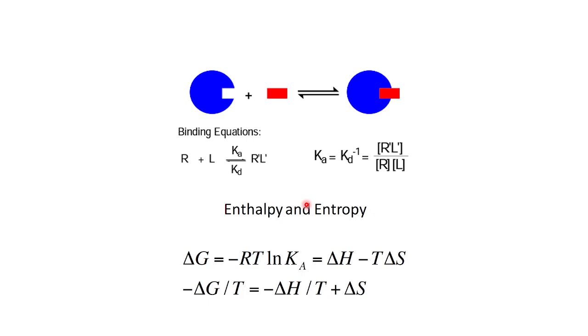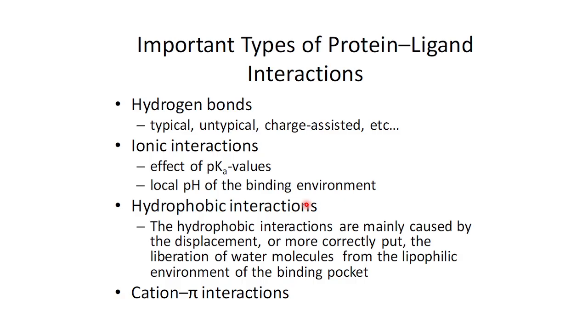Now it's just comparing delta G, which is equal to minus RT ln Ka or Kd, you assume, and which is also equal to delta H minus T delta S. So minus delta G by T equals minus delta H by T plus delta S. So you can rearrange the equation in your own manner. It depends on what you want to do and how you want to do it.